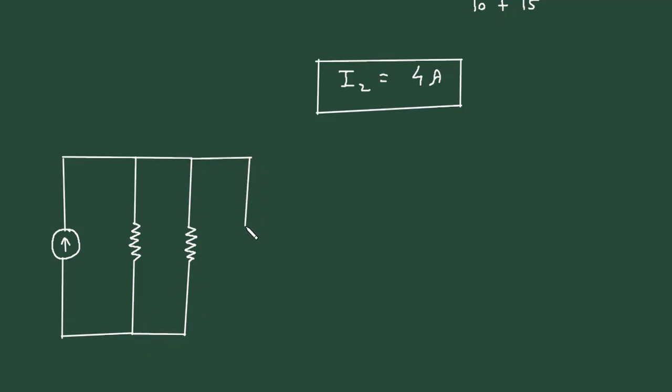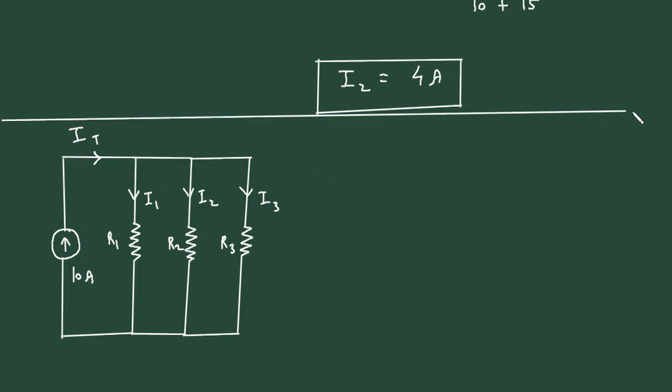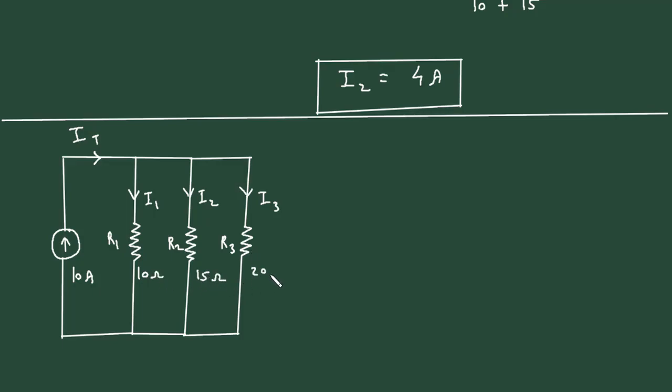Now according to current division rule, I1 is equal to total current, that is IT, multiplied by opposite branch resistance. That is, if we want to find current through this branch, then we have to take opposite branch resistance. Let's say this is resistance R1 and this is resistance R2. So its opposite or parallel branch resistance will be R2. So R2 divided by total resistance. So total resistance will be R1 plus R2.